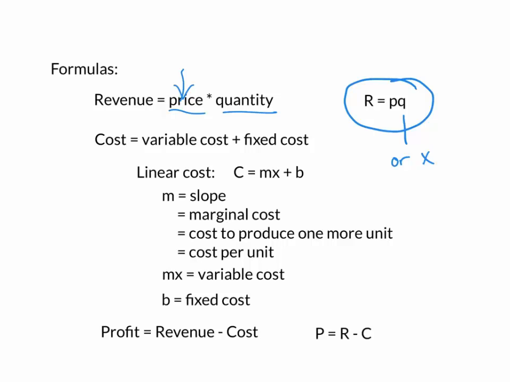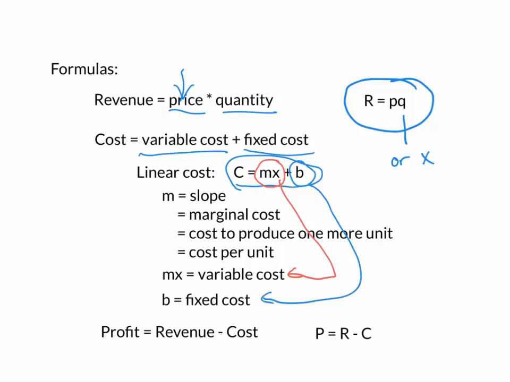A cost function we can think of as our variable costs plus our fixed costs. In this video, we're going to be looking at just linear cost functions. So if we have a linear cost, our cost is going to look like C equals mx plus b. We can break this down into those two parts, the variable cost and the fixed cost. The variable cost is our mx. The fixed cost is our b, the y-intercept of our cost function.